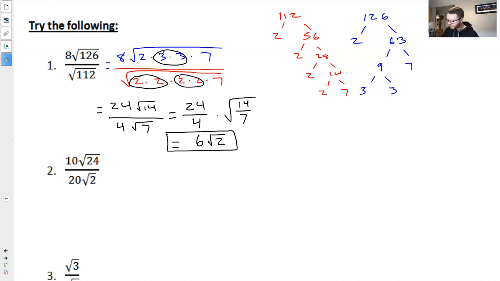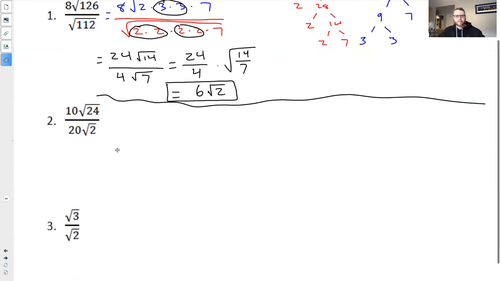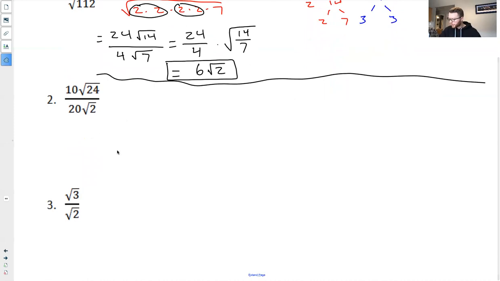Okay, so for this next example here, and again, I encourage you to pause the video and attempt this on your own. Okay, I'm going to go ahead and solve this. So first, let's check if our radicands will divide evenly. 24 divided by 2, sorry. That will give us a value of 12. So that's nice. So we can rewrite this as 10 divided by 20 multiplied by root 24 divided by 2.